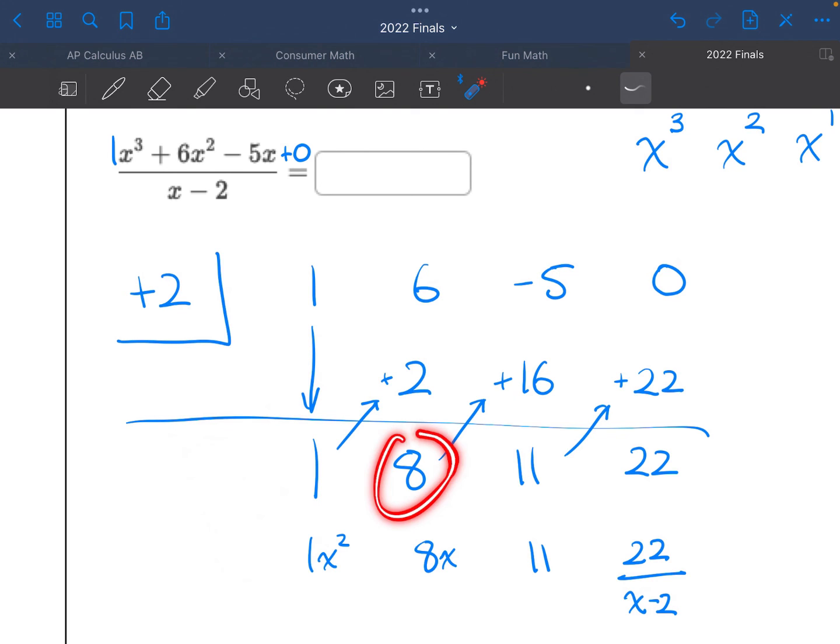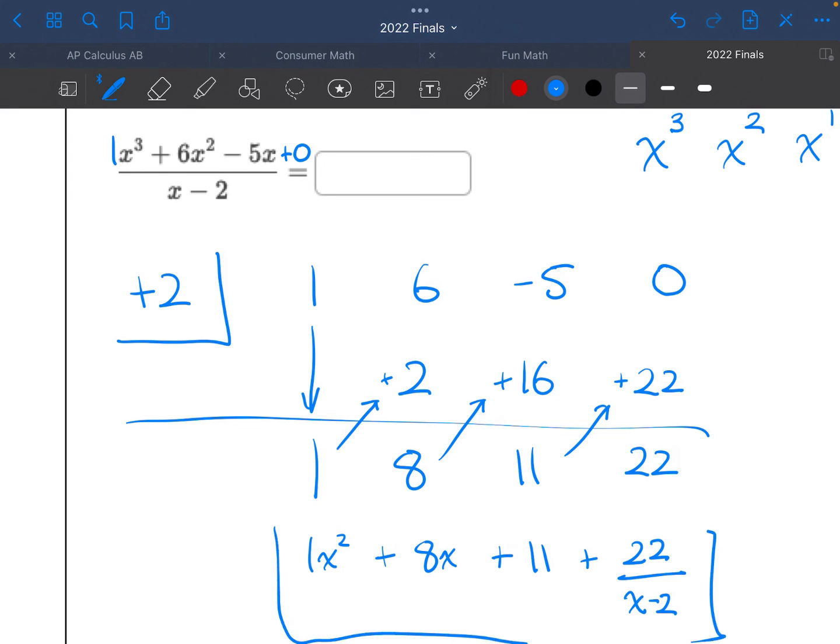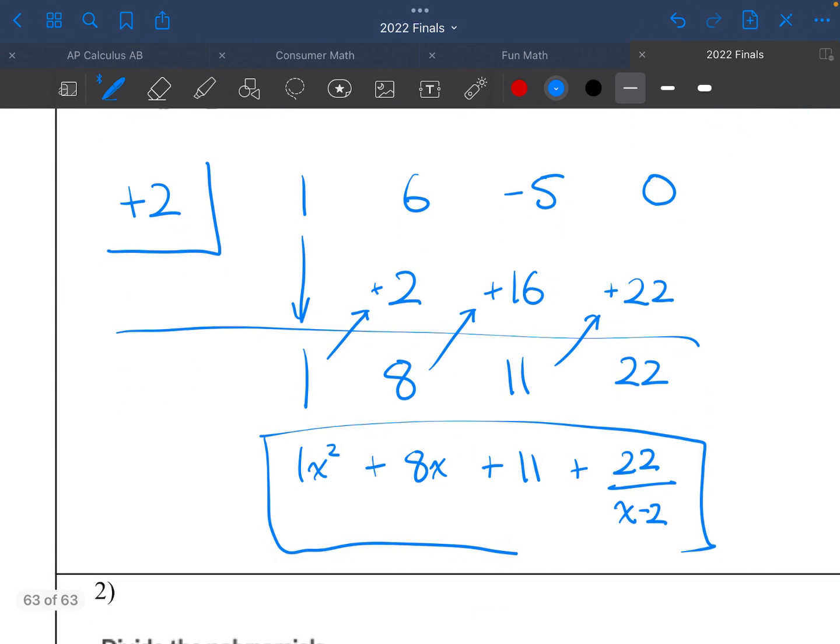Notice that this was a positive 8, which means I have a plus. This was a positive 11, which means I have a plus, and I can write my final answer. There it is. Oh, wrote off the screen a little bit. Nice.